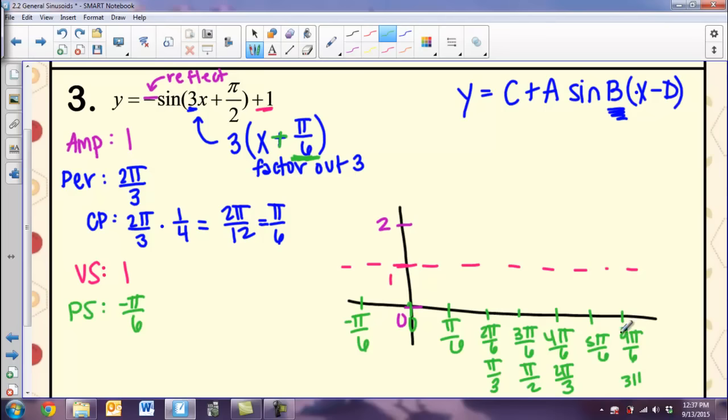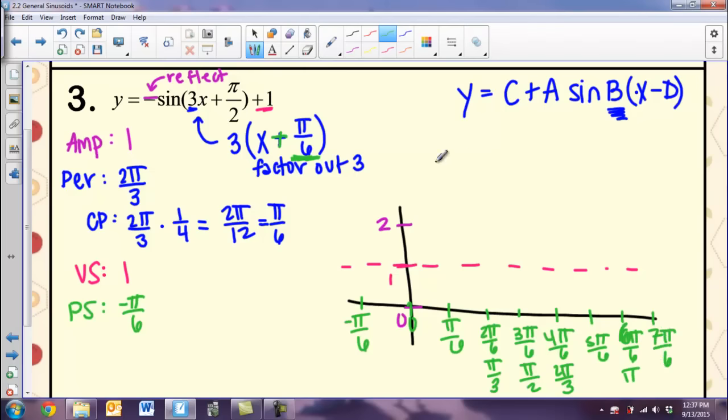Oh, that should be 6. I don't know how to math today. So that's going to be 1 pi. And then finally 7 pi over 6 would get me 2 complete cycles.